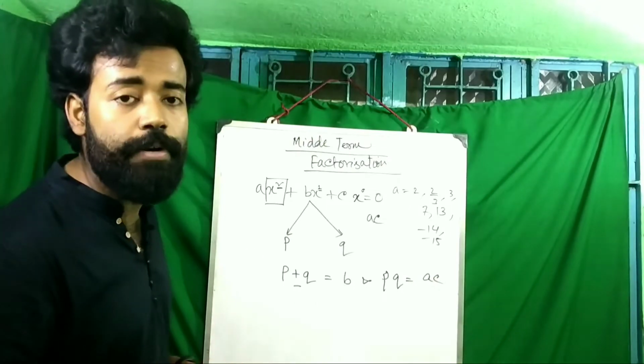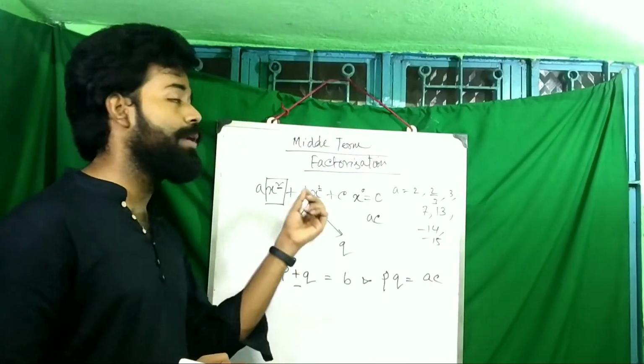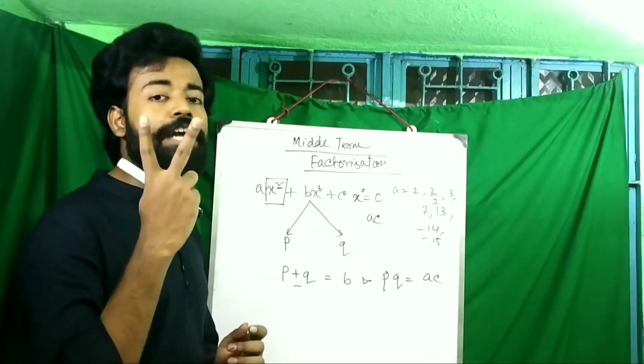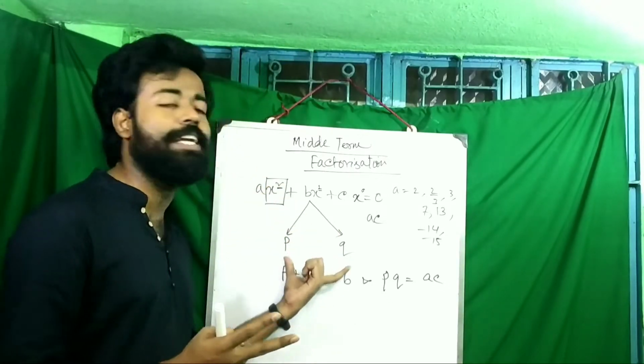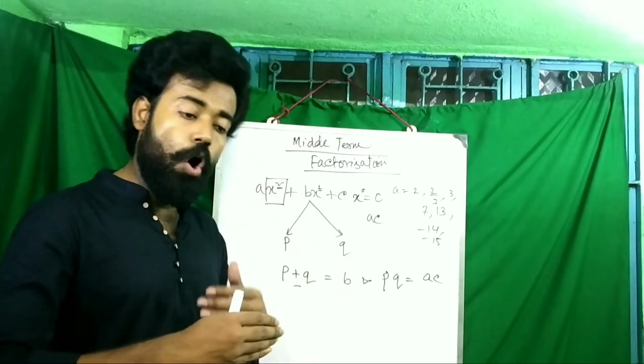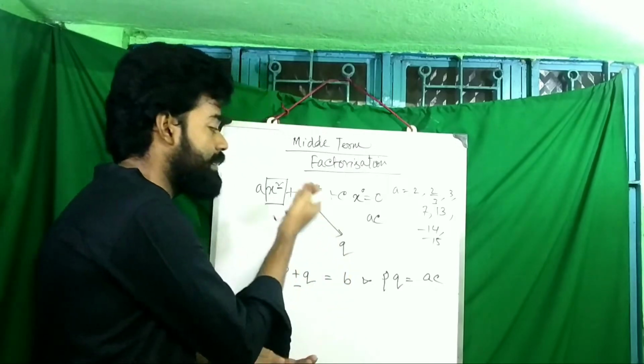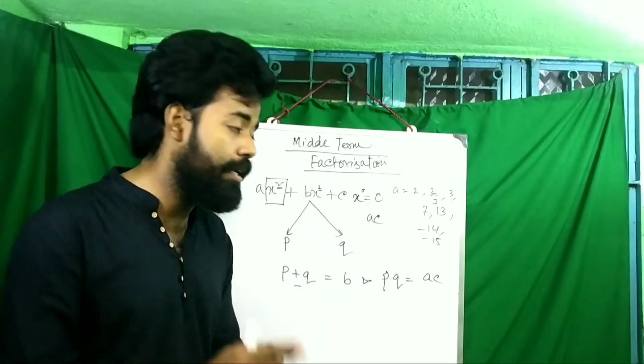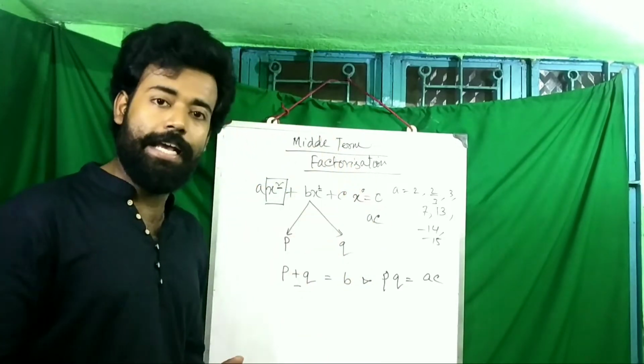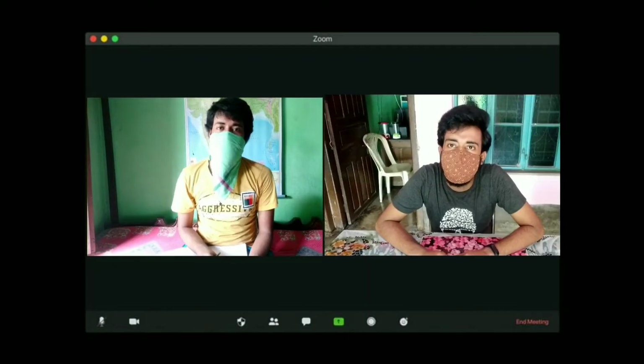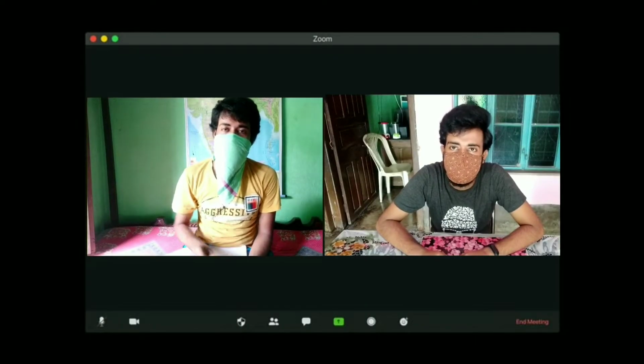So what we have to do in middle term factorization? We have to break the coefficient of x into two different numbers. I am calling them p and q, such that on adding them we will get this b back, and on multiplying them we will get this AC. Is it clear? Yes, yes, sir.